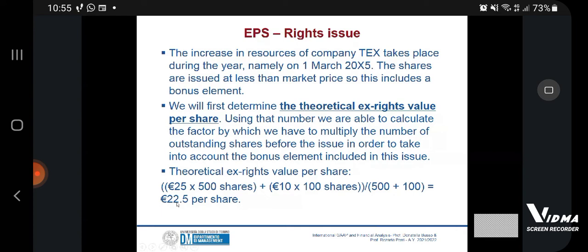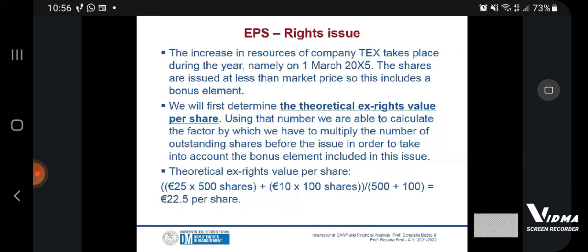What was the market price before the rights issue? 25, okay? When we issue the rights, usually the market will react. The investors will react to this issue, to the rights issue. We don't know what the current price in the market will actually be. For sure, it will not be 22.5. The market price can be 20, can be 19, can be 15. It depends on how the market reacts.